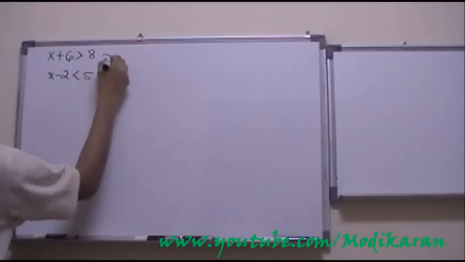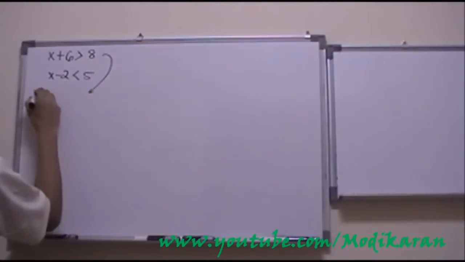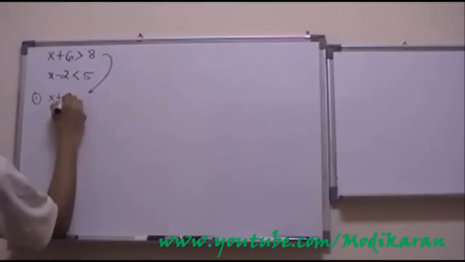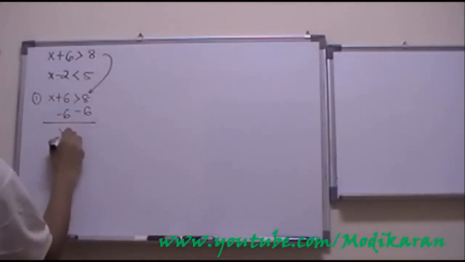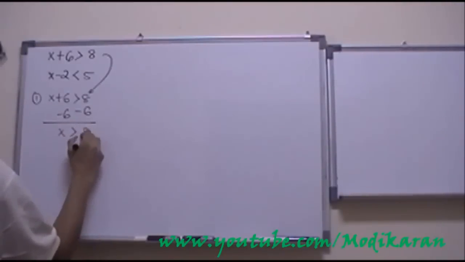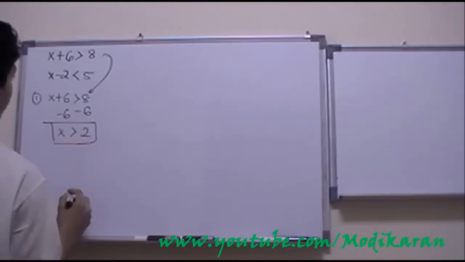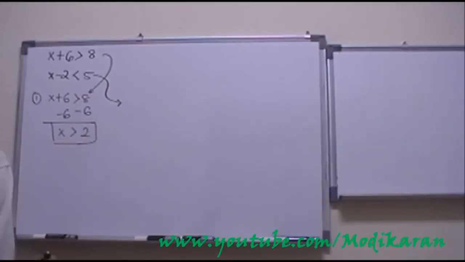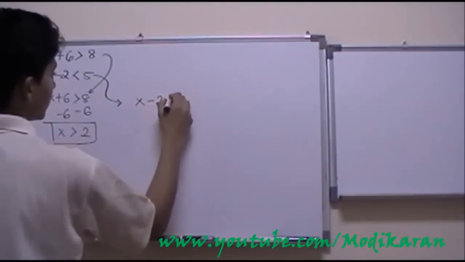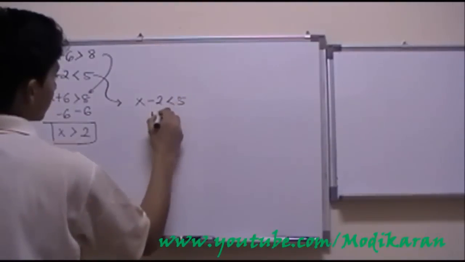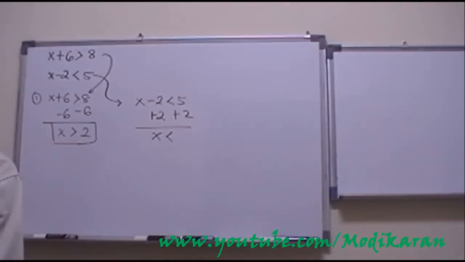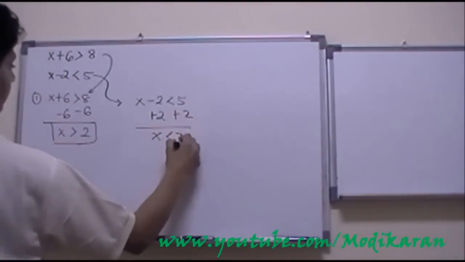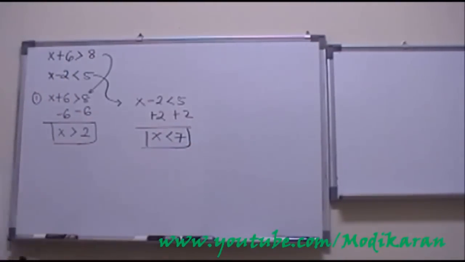Well, let's take the first one. x plus 6 is greater than 8. You subtract 6 on both sides, you get x is greater than 2. Let's look at the second one. x minus 2 is less than 5, so add 2 to both sides. x is less than 7. And there you go, you have your answer.